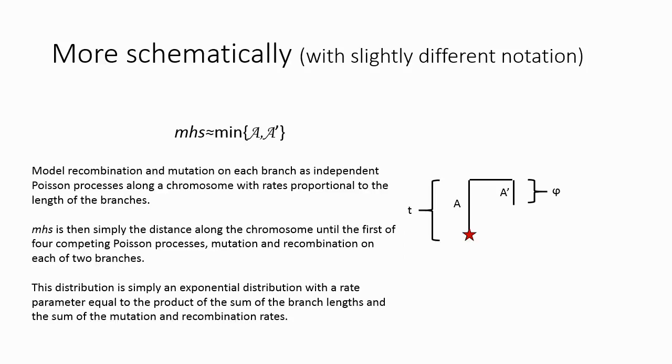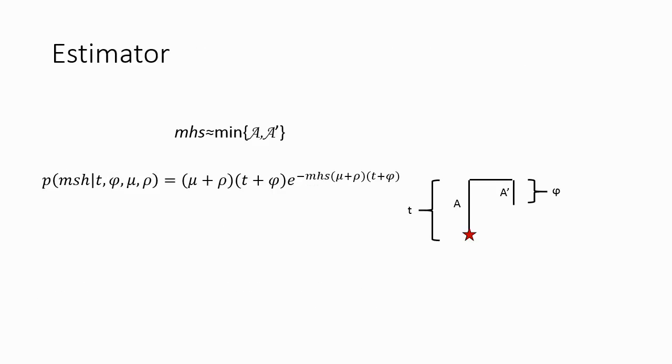So if we call the length of the A branch T, we call the length of its sister branch phi. We can model this as a Poisson process going along on each branch, mutation and recombination. They're all competing. And the whole distribution turns into a simple exponential distribution with a rate parameter that is the sum of the branch lengths times the sum of the rates, the process rates. That gives us a probability distribution.